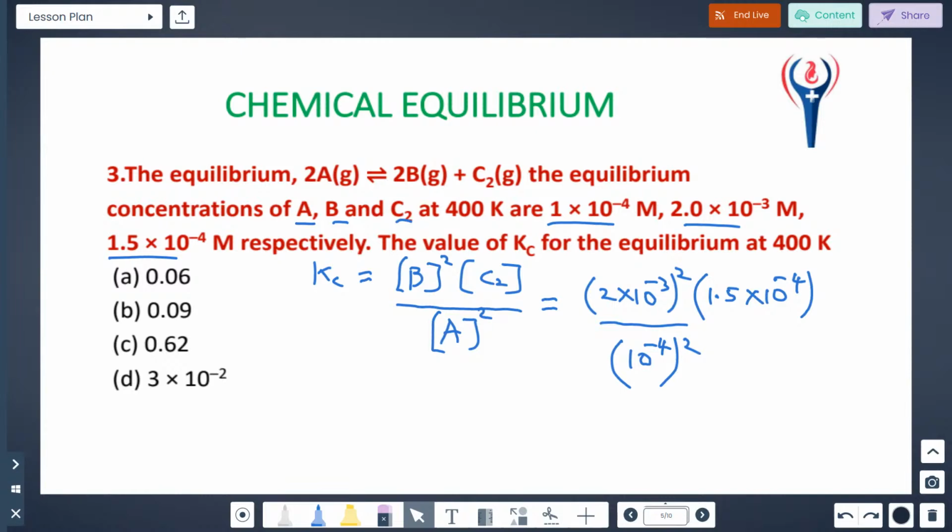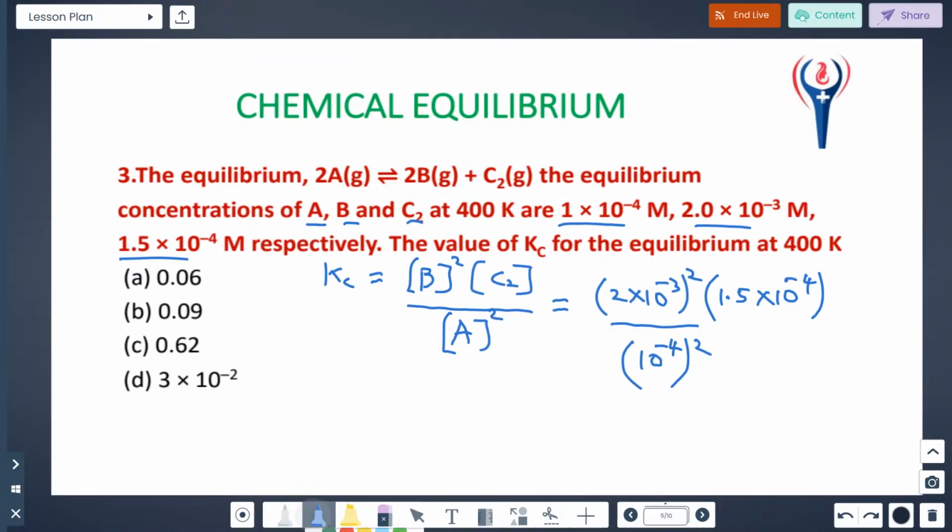This will be what? 2 square, no? So 2 square is 4. Understood? Then this is 10 power minus 6. Then you keep as it is, into 1.5, into 10 power minus 4. Understood? Divided by 10 power minus 8. Are you following?